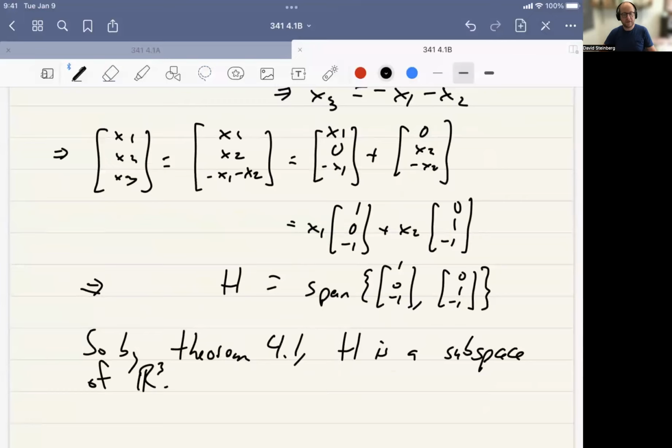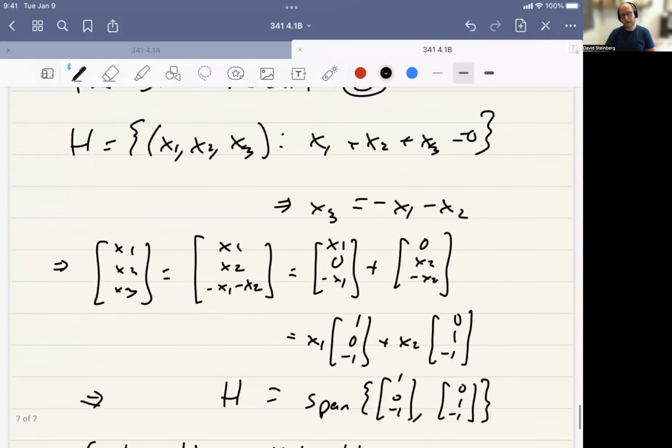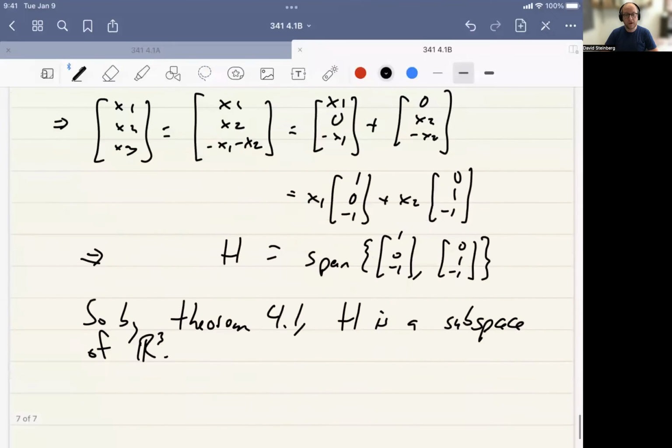So there's the brute force way of doing it with your own two fists. And here's the much quicker, I think, way of doing it using this theorem 4.1.